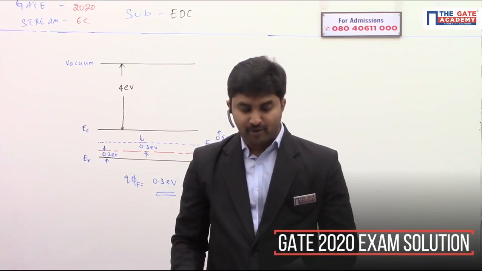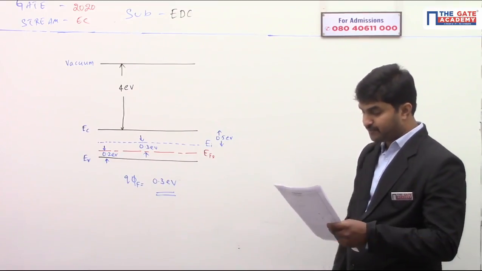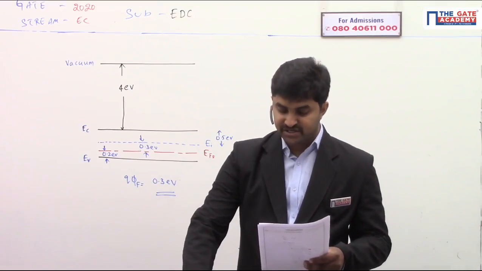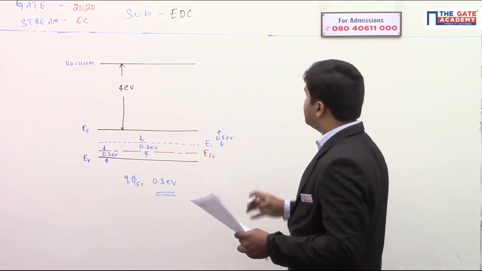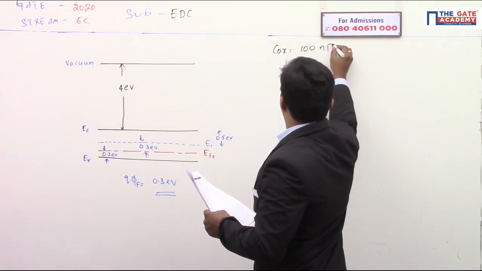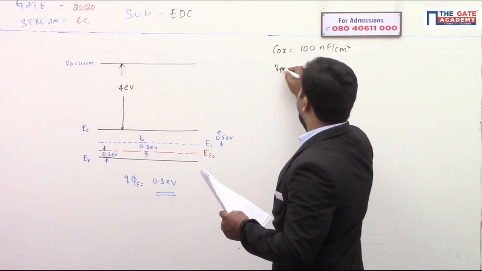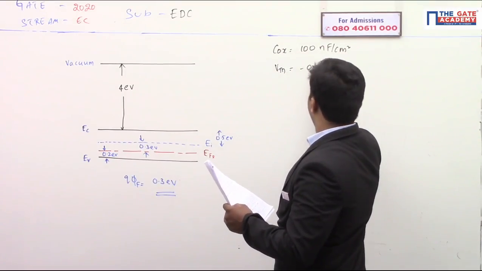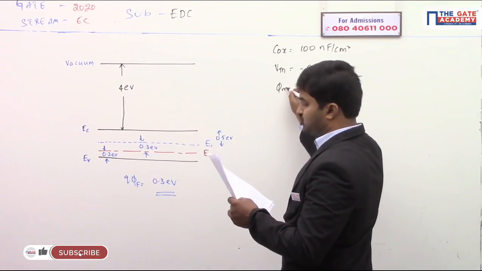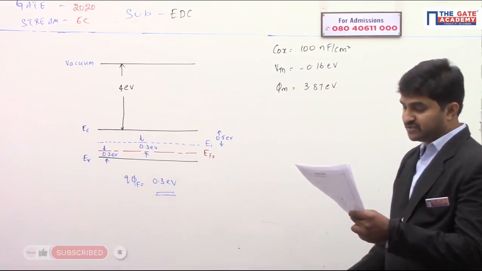The energy band diagram of the MOS capacitor is shown in the figure below. So this is for the semiconductor part. COX is equal to oxide capacitance. COX is given by 100 nanofarad per centimeter square. So this data is given. A very important detail given in the question is the threshold voltage, which is minus 0.16 electron volts. And the metal work function is given in the question to be 3.87 electron volts.